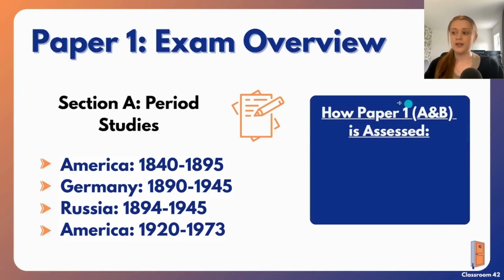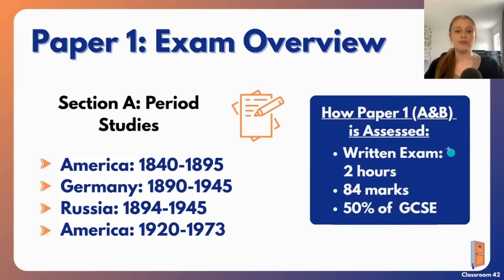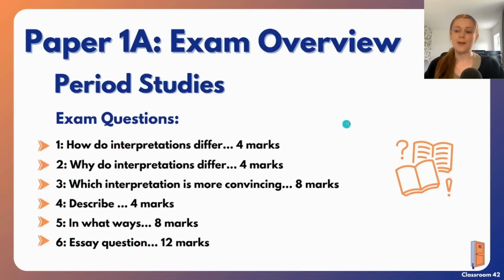For Paper 1, so this is sections A and B, it is a written exam and is 2 hours long. It is 84 marks in total and it makes up 50% of your history GCSE. So let's take a look at the exam overview for Paper 1, Section A.